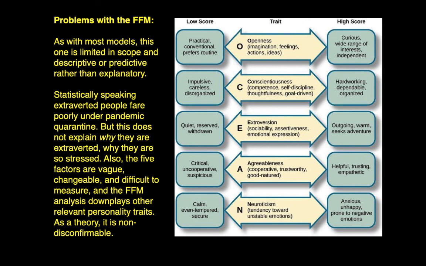Statistically speaking, extroverted people fare poorly under pandemic quarantine. That's a useful understanding. But this doesn't explain why they are extroverted, why they are so stressed. Also, the 5 factors are vague, changeable, and difficult to measure. And the 5-factor model analysis downplays other relevant personality traits. As a theory, it is non-disconfirmable.